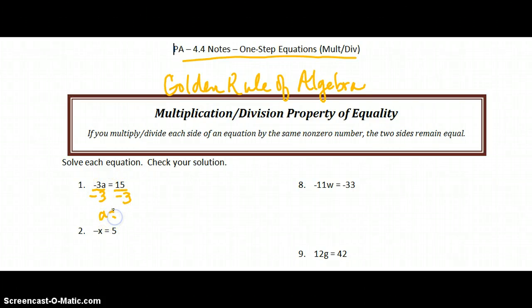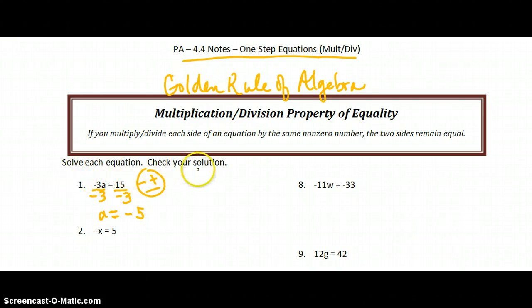So reviewing our multiplying and dividing integers, a positive number divided by a negative number, that's that positive negative face, if you remember that, tells us that it's going to end up being a -5.